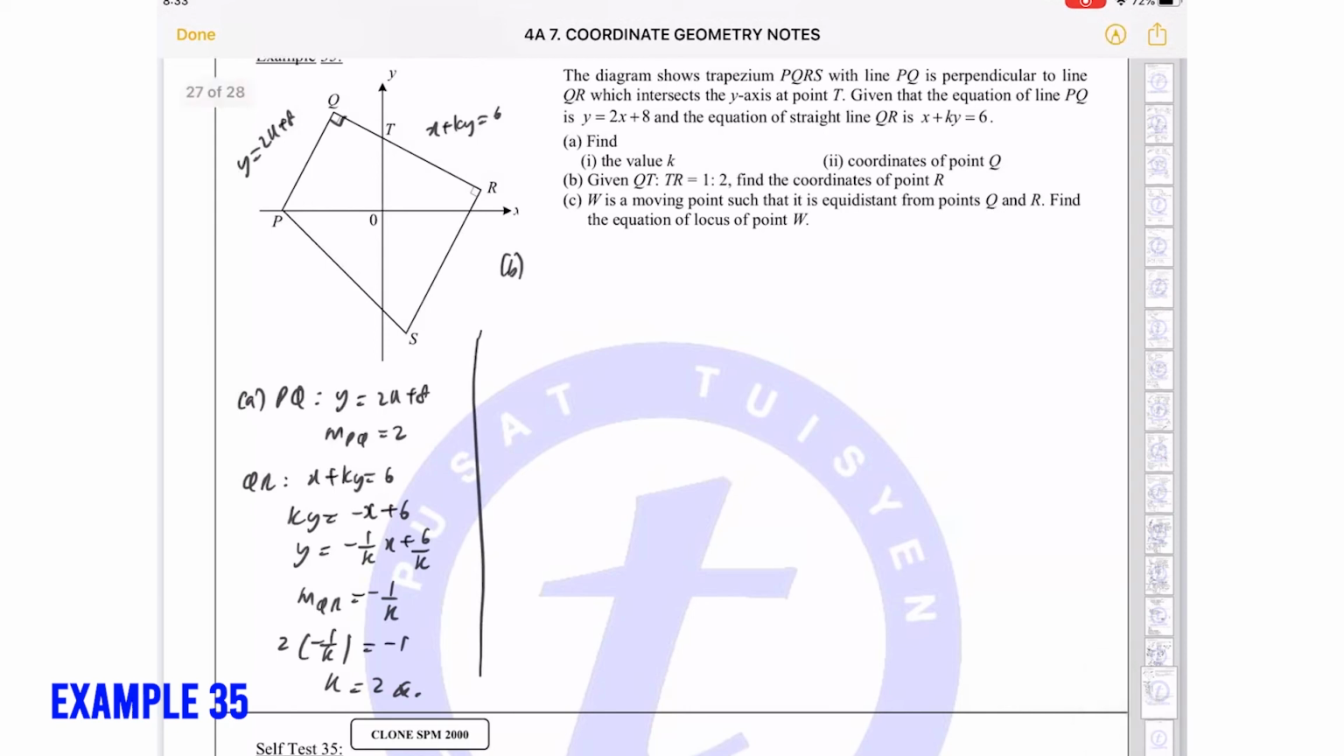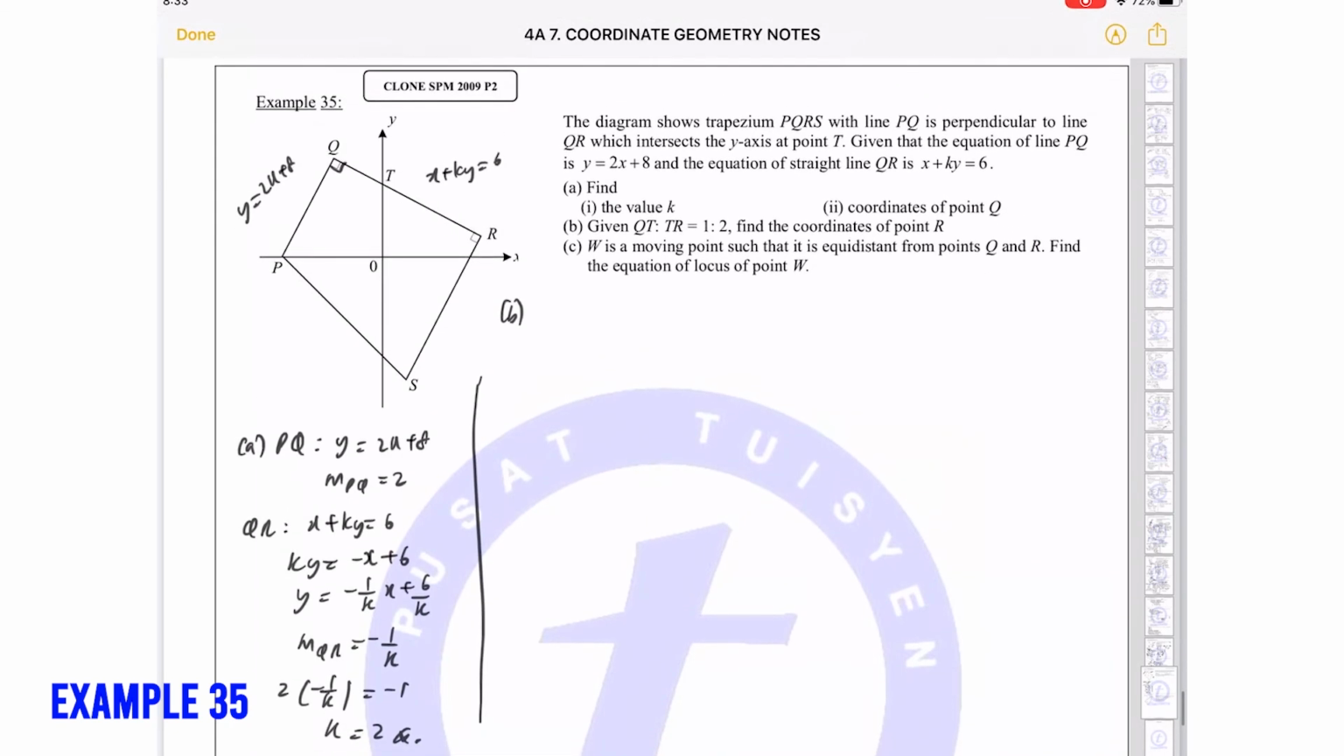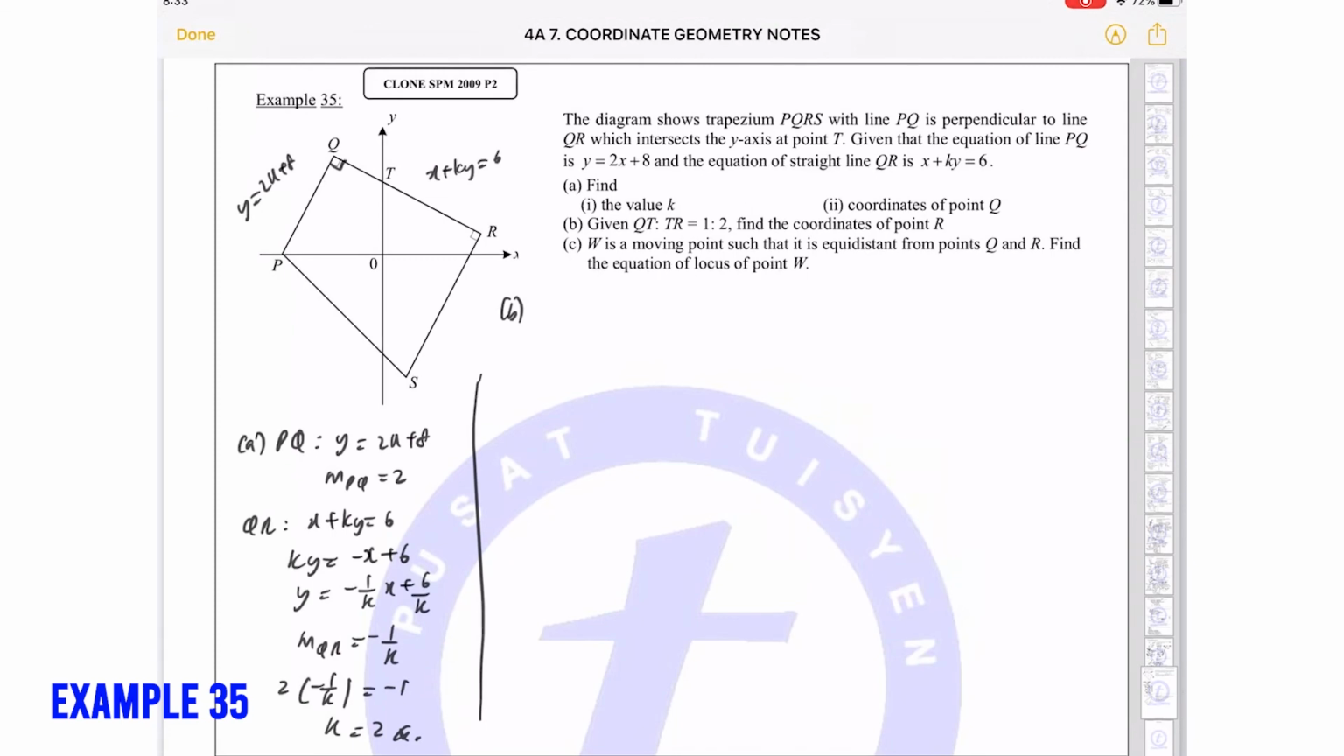Right, now the second part, I need to find the coordinate point Q. Now that I know the value of k, we can actually sub inside. Maybe I will call this equation 1, and this is equation 2. We will sub 1 into 2, including the k. We have to solve them simultaneously to find the coordinate point Q. So my x plus k is 2, y is 2x plus 8, the result equals 6. Let us expand this.